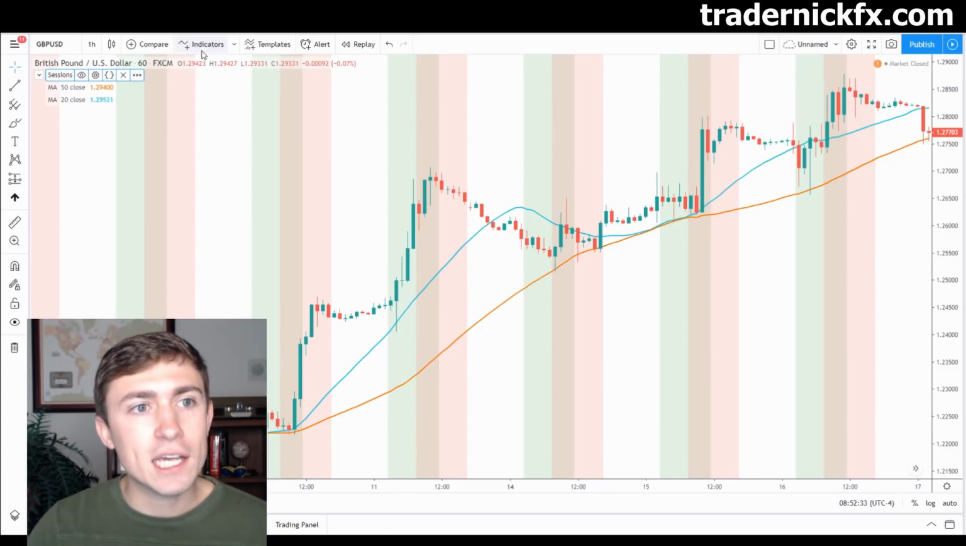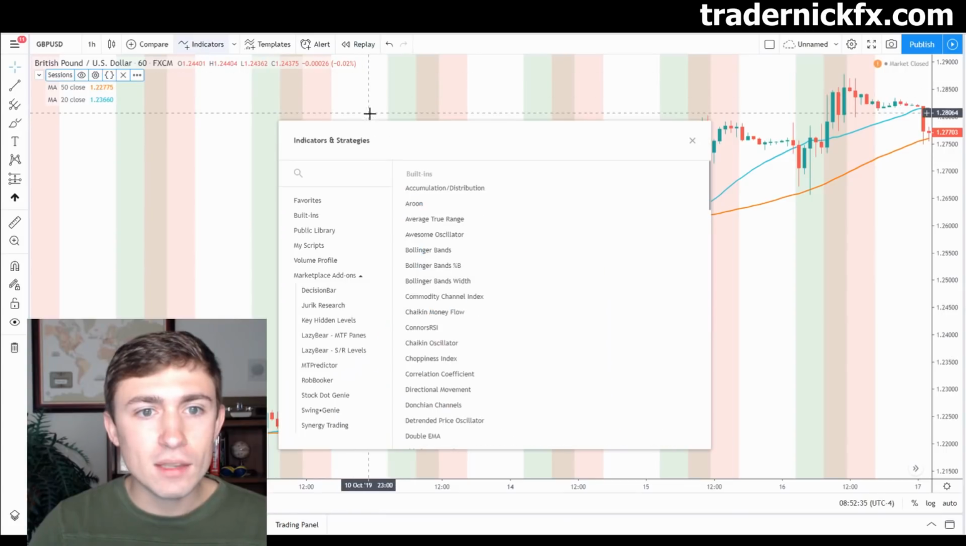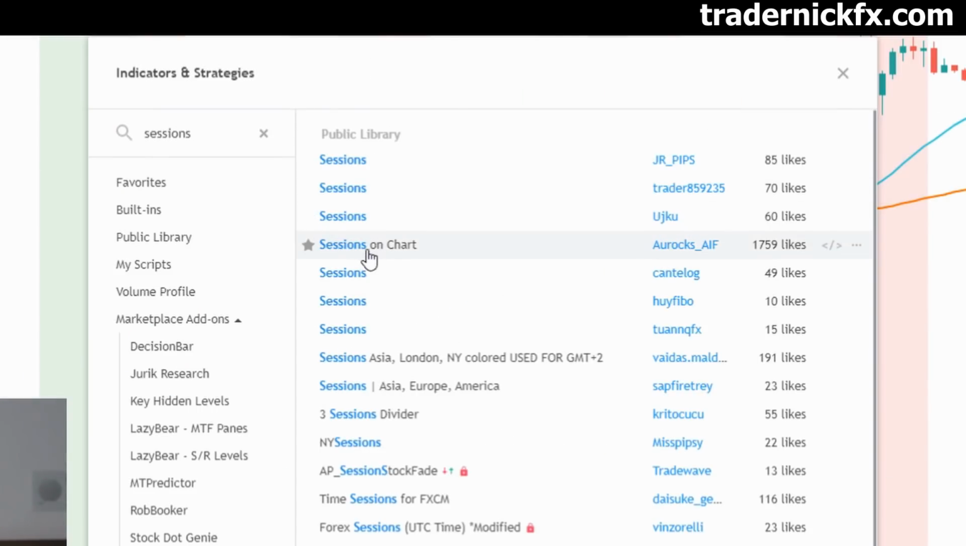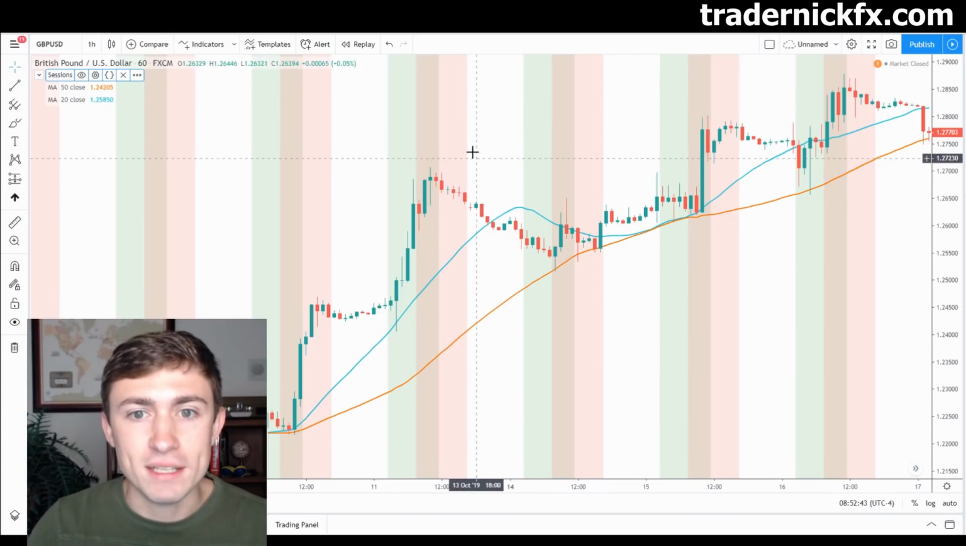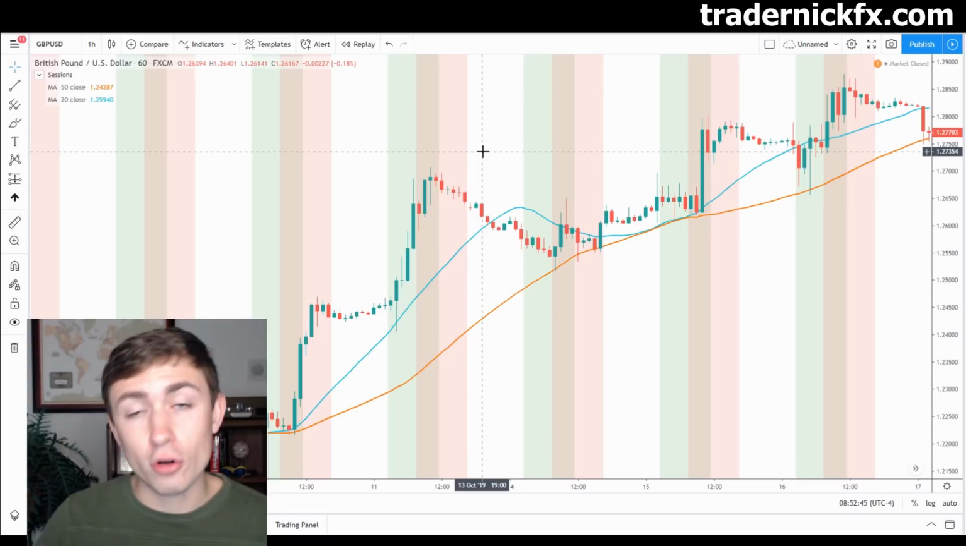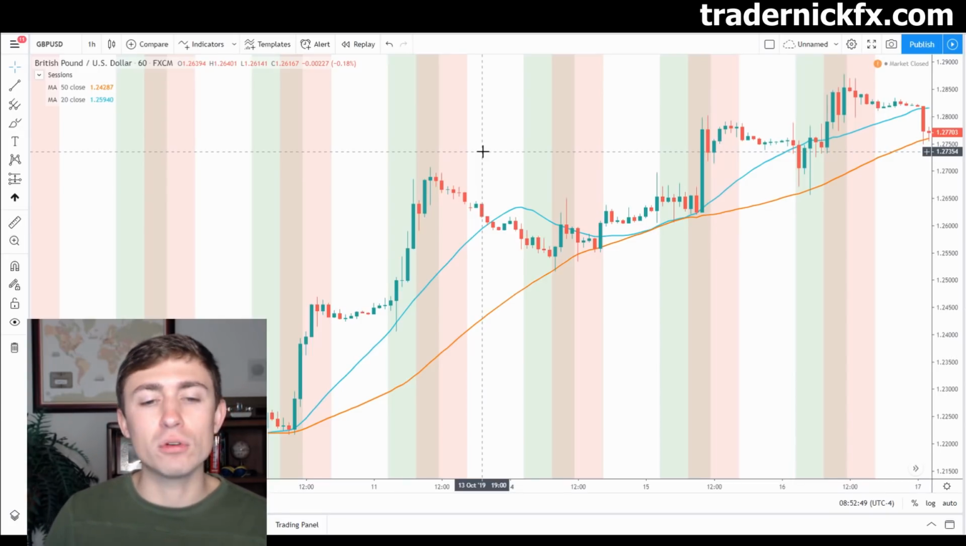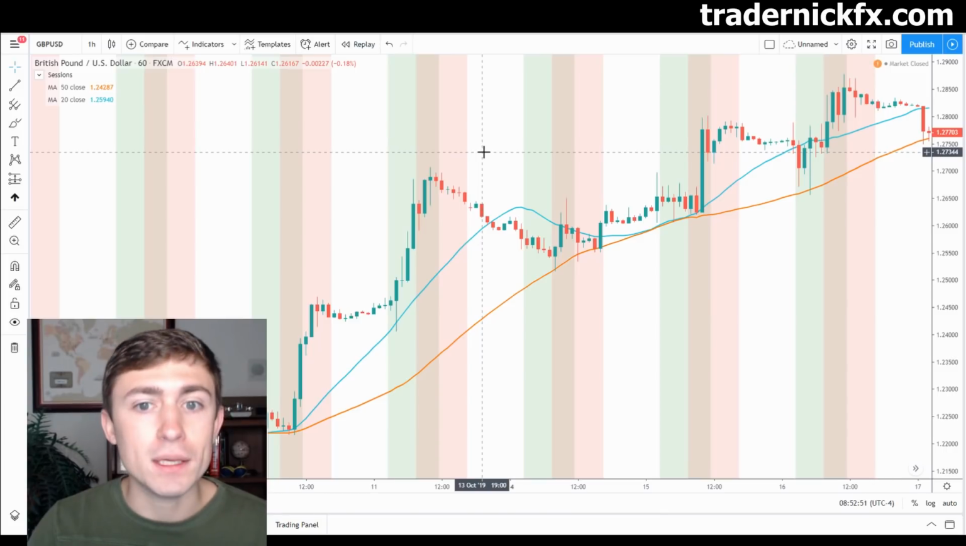So how do we get that indicator? Go to indicator right here. And if you just type in sessions, there is an indicator here called Sessions on Chart by AU Rocks. This is a great little tool. I use it myself if I want to see kind of what session we are currently in or what to kind of look for in a back test, right? So we're looking here at GBP USD.